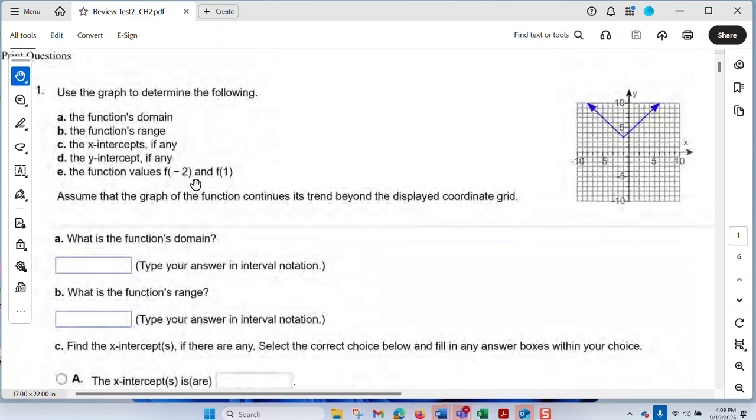Okay, so this is review for chapter 2. Look at the first one right here. Using this graph to determine the volume, right? So this is a graph, and then you want to look at the graph domain, and then find the function's range, and then x-intercept, y-intercept, all right?